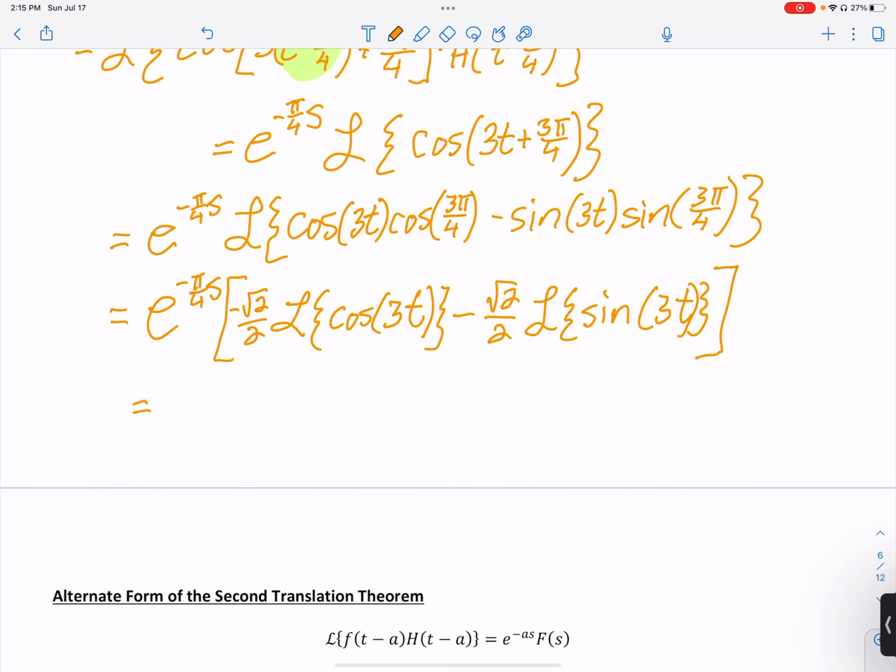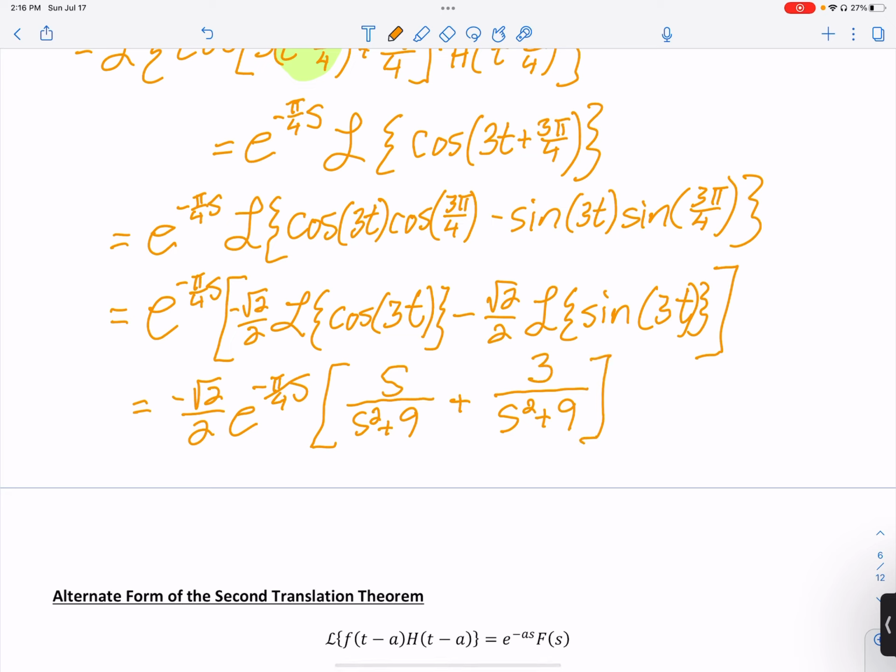All right, so I'm going to factor out the negative rad 2 over 2, e to the negative pi over 4s. And then it's going to be times, okay, Laplace of cosine 3t is going to be, cosine has the variable on top, or s over s squared plus 9. The sine there, because I factored out the negative, so it's a plus now. The sine has s squared plus 9, but a on top, where a is 3 from that 9, right? It's the square root. There we go. There is our Laplace transform.